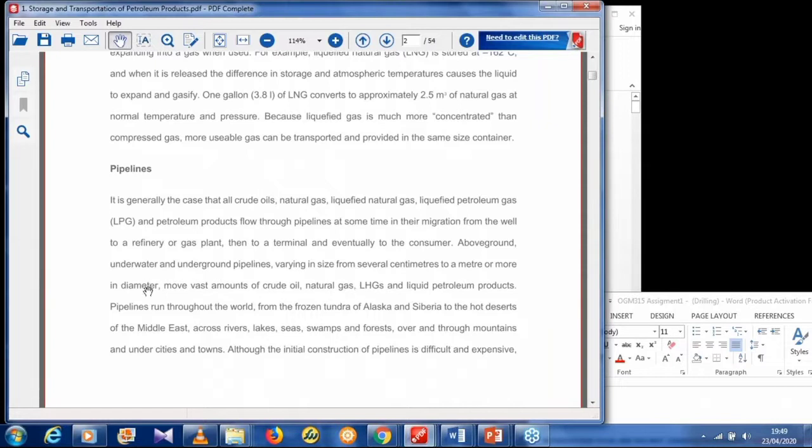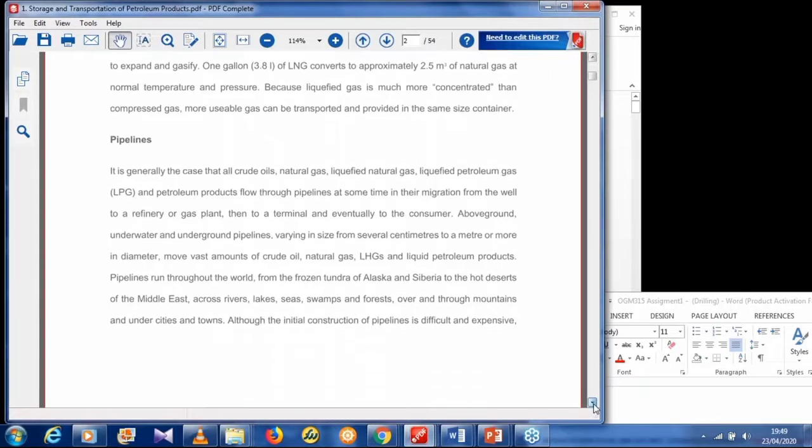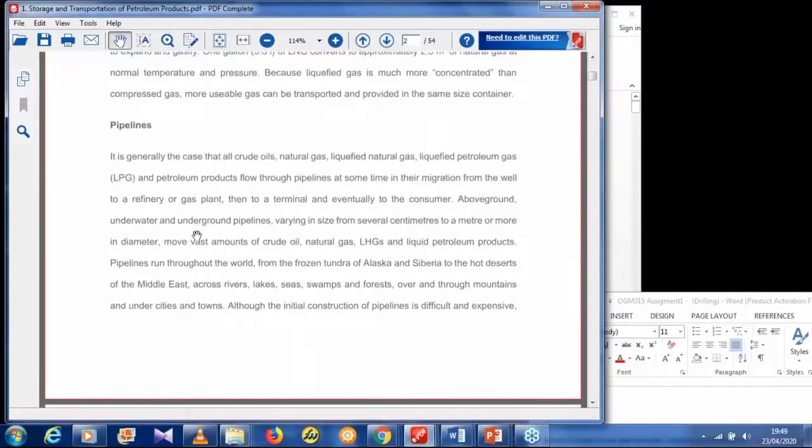Why am I saying this? It's to understand the kind of installations we have when we're talking about pipeline transportation. Above ground, underwater, and underground pipelines vary in size from several centimeters in diameter and can be larger, depending on the kind of product that they need to carry.